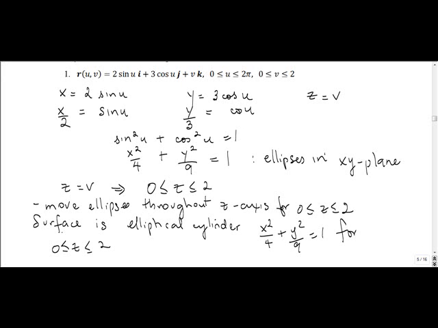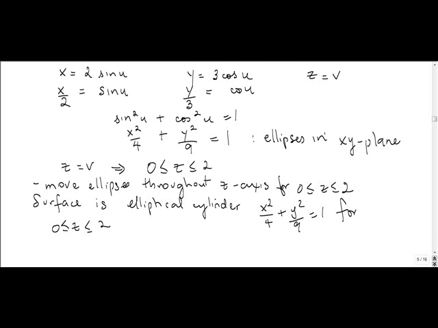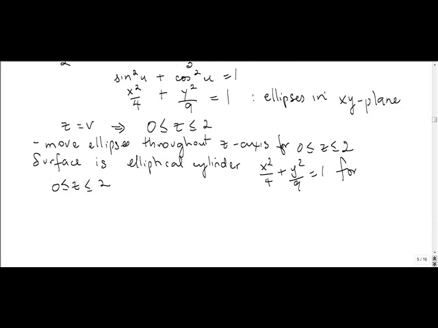You should be able to graph these in your calculator. We'll definitely grab the elliptical cylinder, x squared over 4 plus y squared over 9 equals 1, and you'd have to intersect it with z equals 0 and z equals 2. Got it? Yeah, so you'd have to plot like 3. Let's go on to another one.